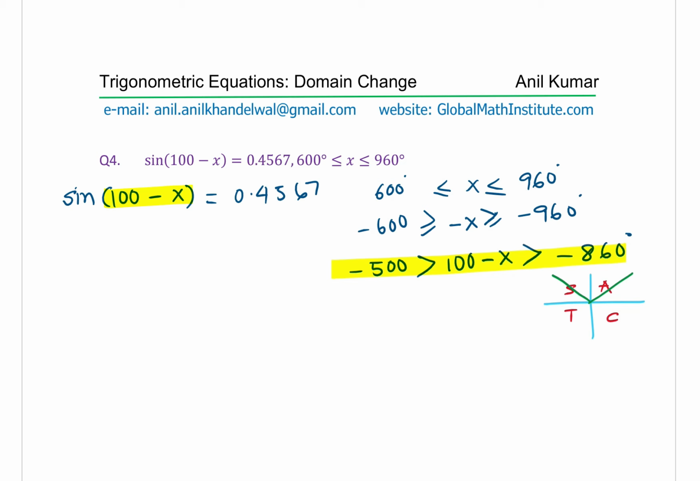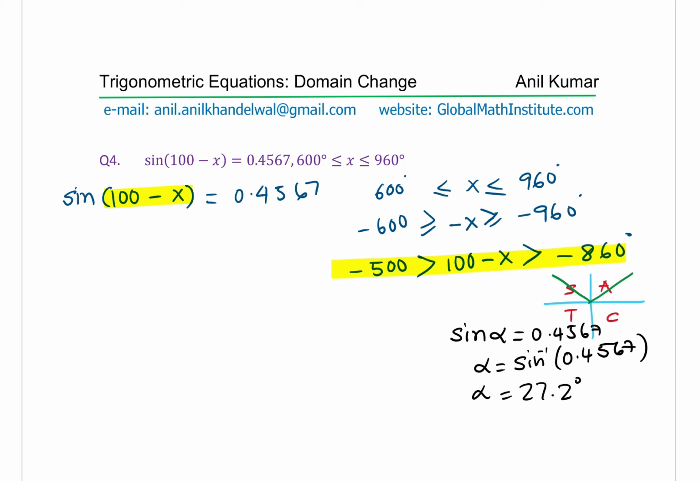So we are saying sine of alpha is equal to 0.4567. So alpha will be sine inverse of 0.4567, and this value is, let's use the calculator. So we have shift sine inverse of 0.4567, and that gives me 27.174, which I'm rounding to 27.2. So that is the value of alpha.